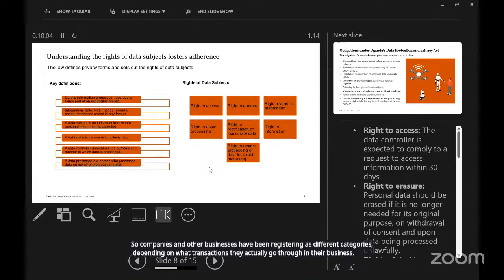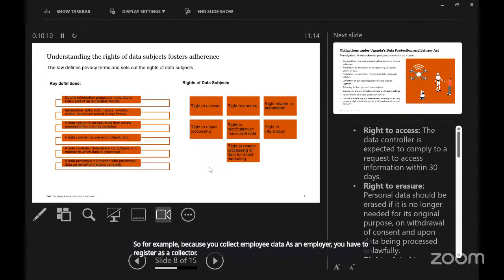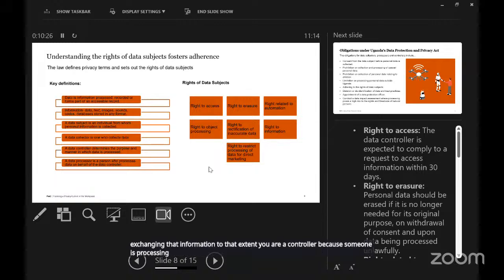So for example, because you collect employee data, as an employer, you have to register as a collector. But then also you're processing that information in order to comply with the law. So you have other agencies, for example, NSSF or the tax bodies where you are exchanging that information. To that extent, you are a controller because someone is processing data on your behalf. So it's important to know at what point of the chain you fall and what obligations apply to you.